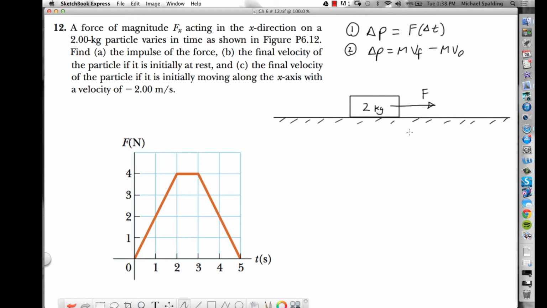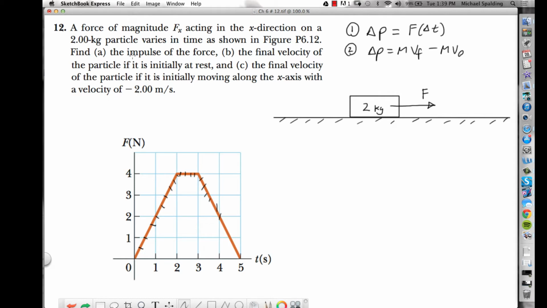Look up here. The force is not constant. So notice, during the first 2 seconds, what's happening to the force? It's getting bigger. So it's not a constant force. Then the force levels off, then it gets smaller. But never, ever does it point in the negative direction. It's always a positive force. It's just not a constant positive force.